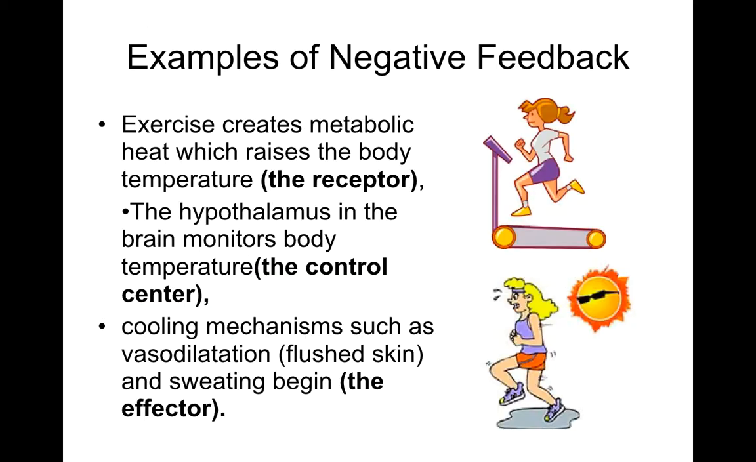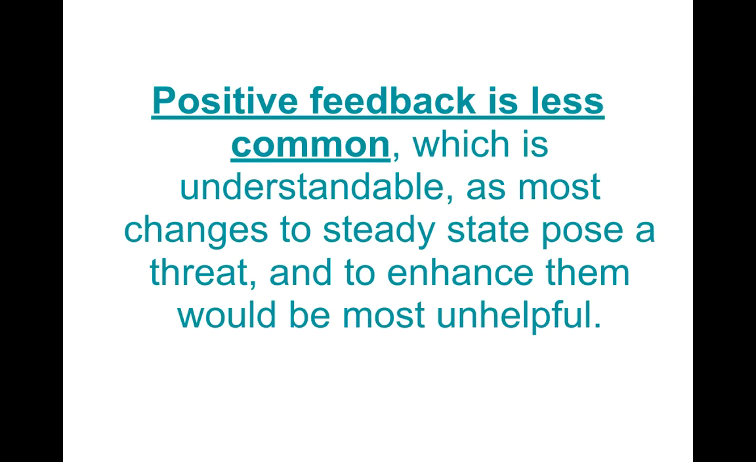Exercise creates metabolic heat, which raises the body temperature. Here's the receptor. The hypothalamus in the brain monitors the body temperature, that's the control center, and then it realizes that our temperature is too high. So we have cooling mechanisms such as vasodilation, which causes our skin to be flushed red, and also sweating, and that's the effector. And so our body cools back down and then it might stop that.